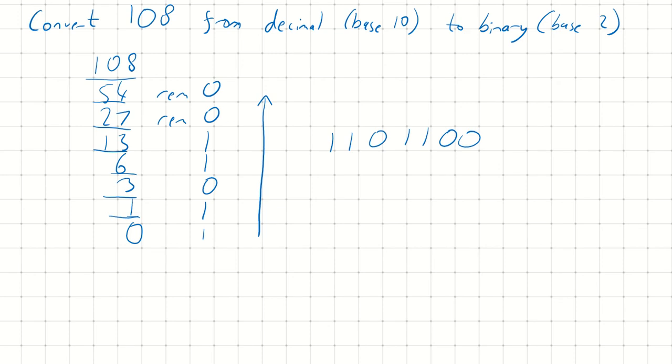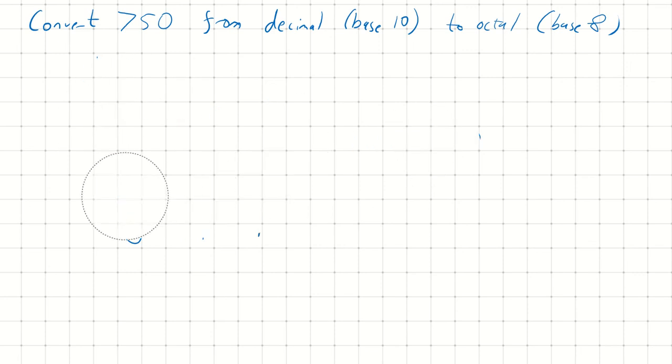Let's do another example. So let's convert 750, and now rather than go to binary we'll go to octal, which is base 8. Okay, again the method is the same, but now because we're converting to octal, base 8, we are going to divide by 8 at each step.